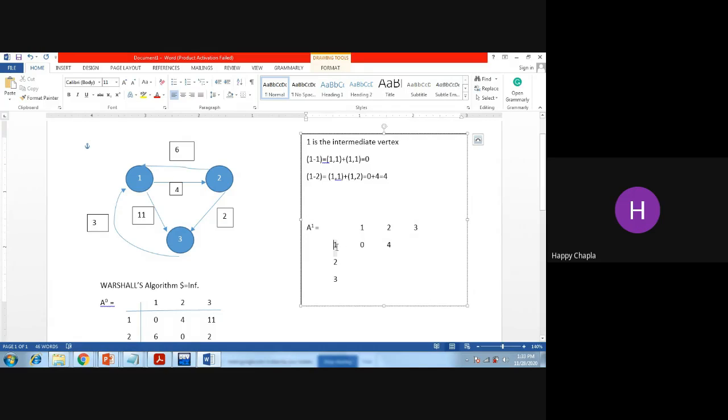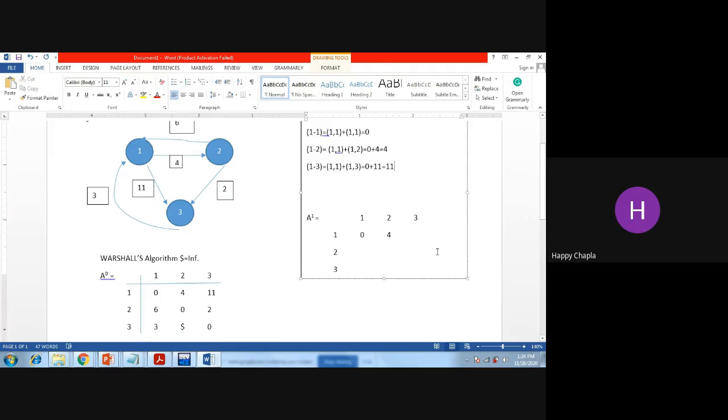Now I want to find the path from 1 to 3. 1 से लेके 3 तक जाना है, but make sure कि 1 को हमें intermediate रखना ही है. So 1 to 1 का path find करो, then 1 to 3 का path find करो. And what is the answer? 1 to 1 is equals to 0. 1 to 3 का 11. Right. So total is equals to 11. So there is no any change in this. Okay. Now, here 11 only.